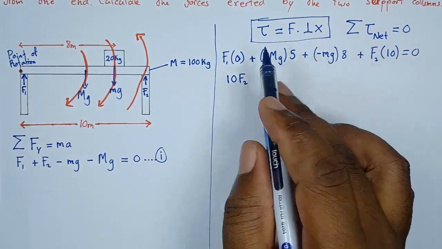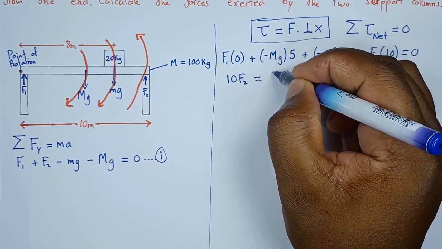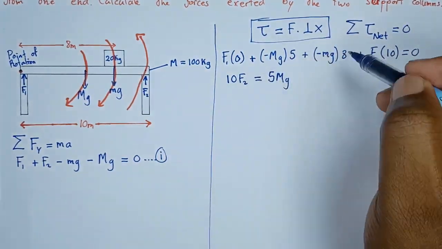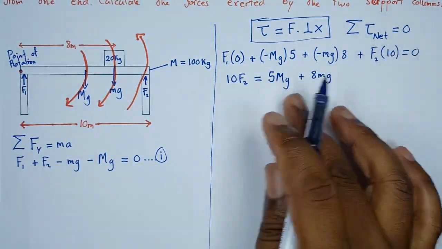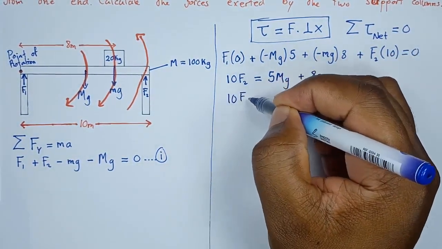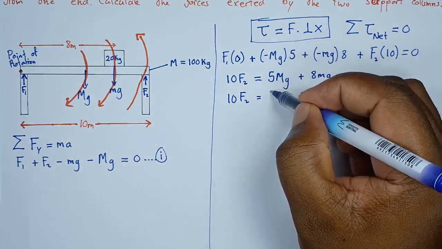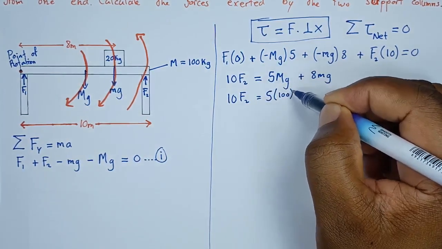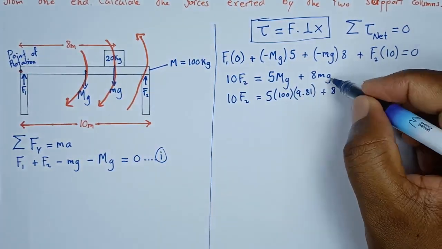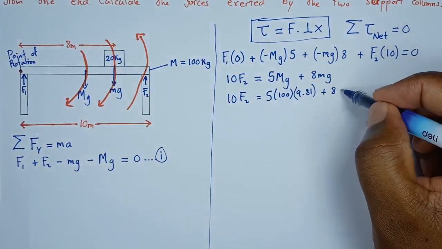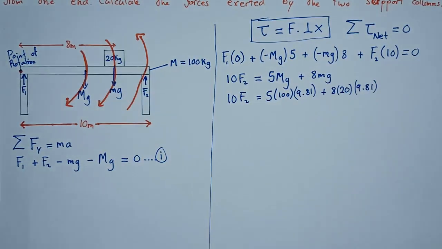This is a 0. These two, let's push them to the other side of the equal sign so that they become positives. So this will become 5mg, and this also goes that side and becomes a positive 8mg. Now let's substitute those values. 10F2 is equal to, what is m? The big M, remember, is 100. So 5 times 100 times acceleration due to gravity, let's use 9.81, plus 8 times the mass of the block, which is 20, multiplied by acceleration due to gravity, which is 9.81.